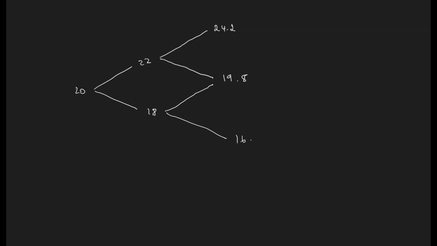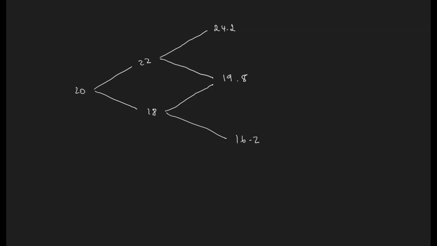Alright, so this is what we have. We have a stock price today that's valued at $20. It can increase to 22, or it can decrease to 18. That's for the first phase. Over the second phase, it can increase further to 24.2, or it can decrease to 19.8, which means that this can increase to 19.8, or it can decrease further to 16.2.